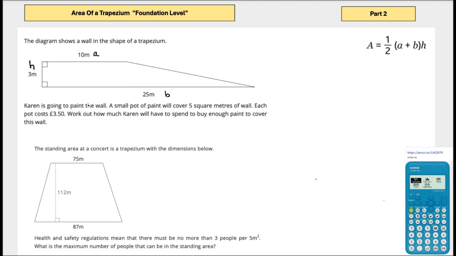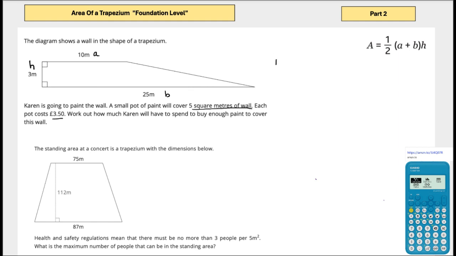So, Karen is going to paint the wall. A small pot of paint will cover 5 square metres of wall. Each pot costs £3.50. So work out how much Karen will have to spend to buy enough paint to cover the wall. Well, first of all, we need to know the area of the whole shape. Can't do anything without that.